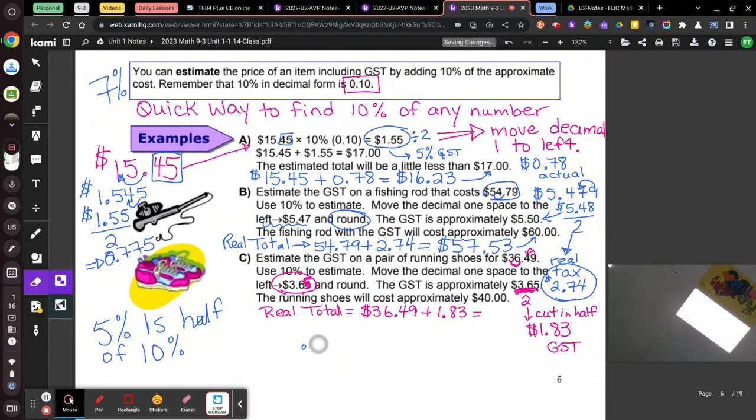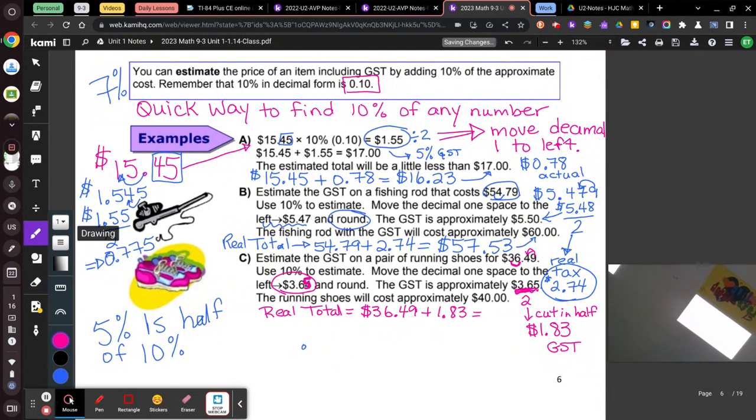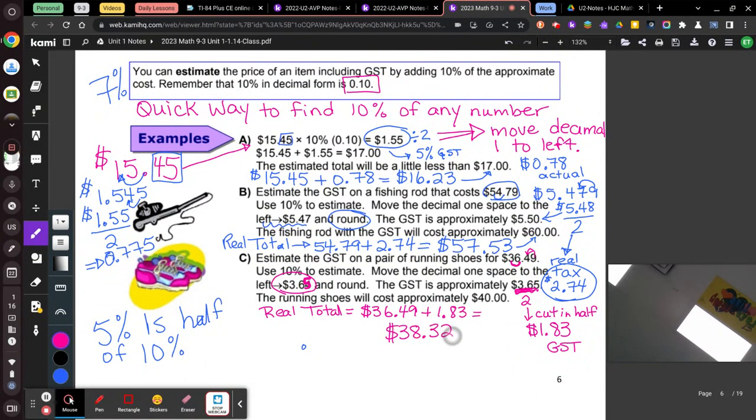All right. So we're going to add those together. Plus 36.49. We're going to get a total of $38.32. So again, it's really close to our estimate.